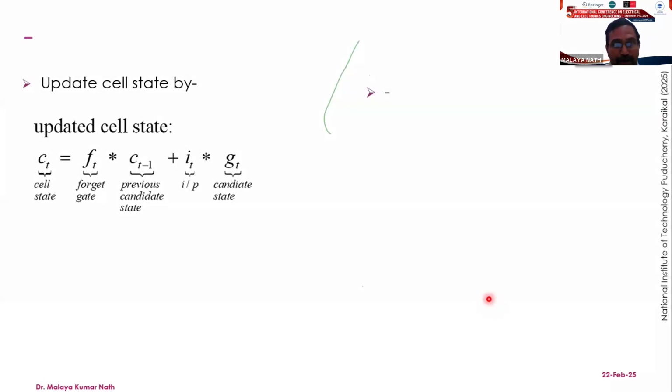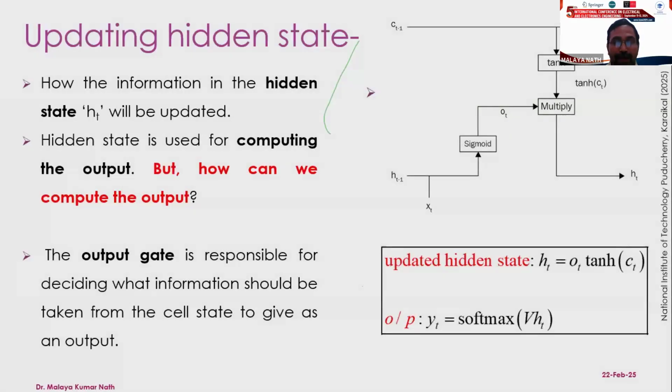Now what is the updated cell information? The updated cell information is ct equal to ft into c of t minus 1 plus it into gt. What we have already discussed, it into gt is basically responsible for which information is to be added, and ft into c of t minus 1 is basically responsible for which information is to be forgotten. So now by combining ft into c of t minus 1 and it into gt, the cell state information can be updated, and this is called the updating of the cell state in case of LSTM.